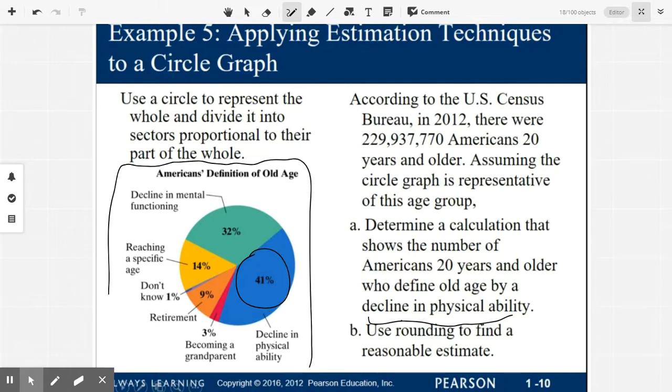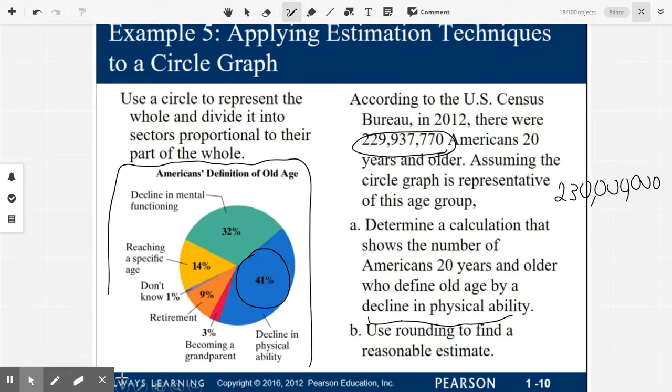Well, first thing I'm going to estimate is right here. This is how many total Americans there are. I'm not going to use that number. What number is very close to that? Well, right here, 229 million. Wouldn't you say that is very close to 230 million? So I'm going to use 230 million.